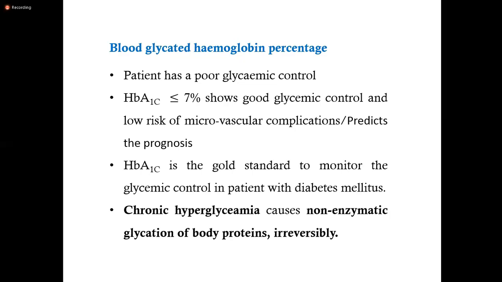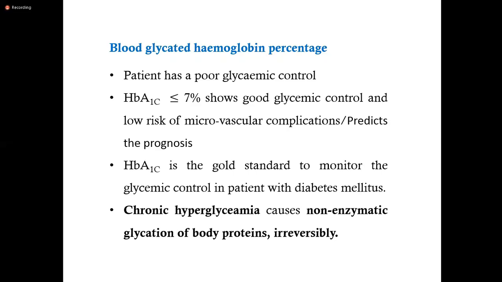Good glycemic control, you have to tell this. That indicates low risk for microvascular complications and it predicts the prognosis. Say if it is less than 7%, that means the patient is having good glycemic control and is less likely to have microvascular complications and other related complications. That you have to tell. And that is the gold standard to monitor the glycemic control over a particular period of time.